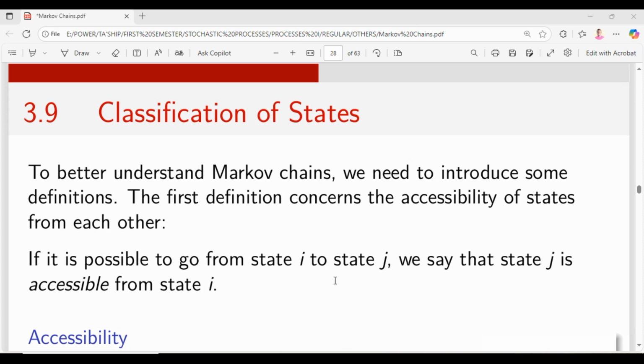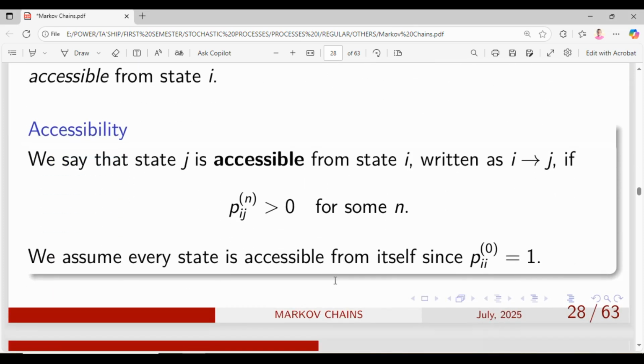So let's look at accessibility. We say that state J is accessible from state I, written as this notation. It means that there's an arrow, a possible movement from state I to state J.